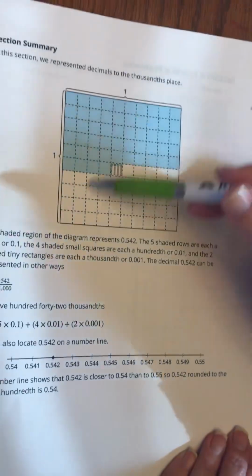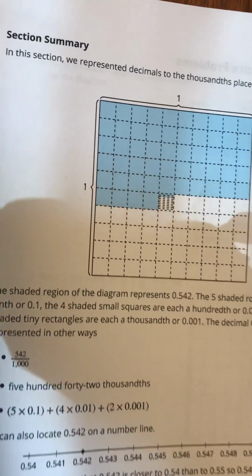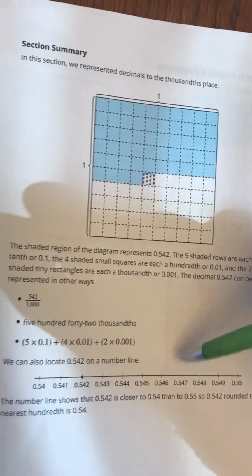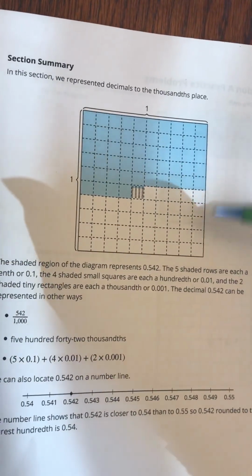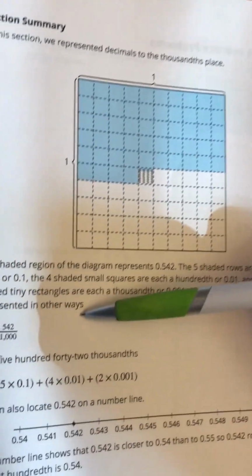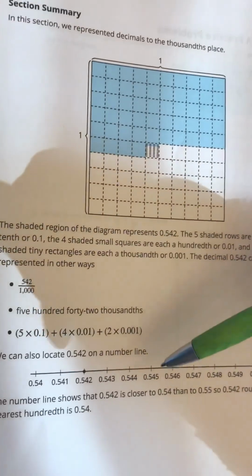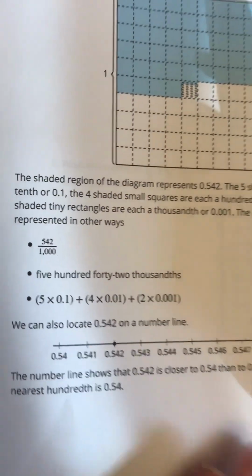All right, so then on page 49, it just gives you a review of everything that we've done. So make sure you looked over this page since this was from yesterday. And if you haven't, go back and look at page 49. These are all the different things that you should be able to do with the decimal. You should be able to show it on a diagram, write it as a fraction, write it in word form, and then write it in expanded form, and then locate it on a number line.